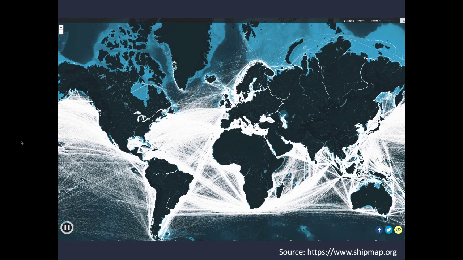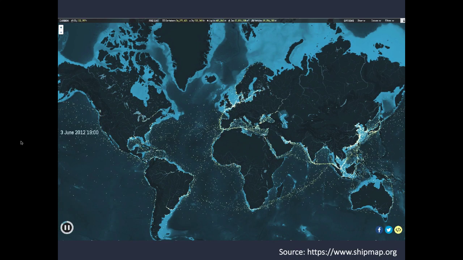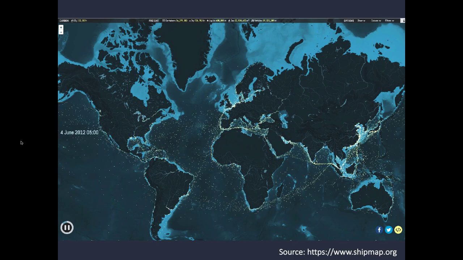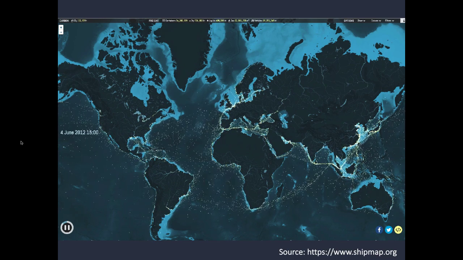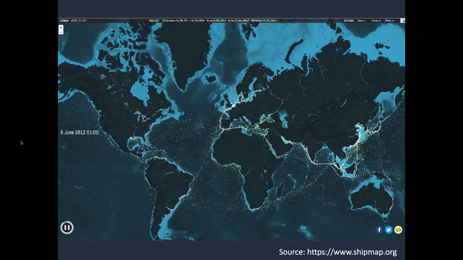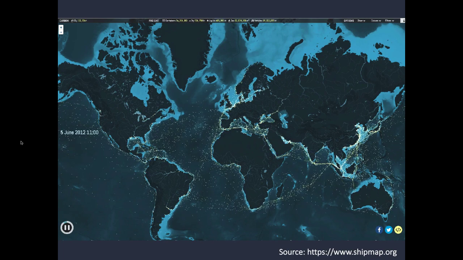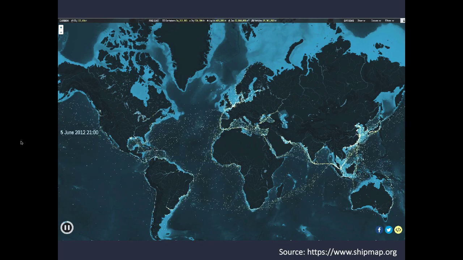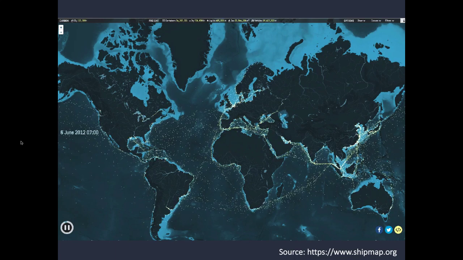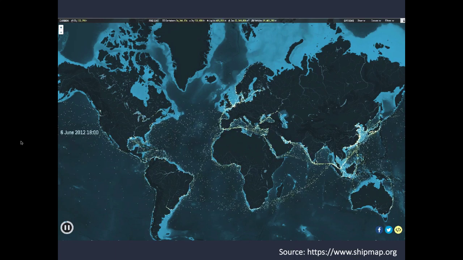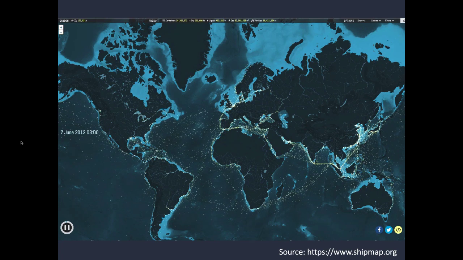Commercial ships produce more than 1 million tons of CO2 every day, more than the whole of the UK, or Canada, or Brazil. Click around the map to explore the data for yourself, or click the info sign for more information about how it was made. Pretty cool website, I recommend you check it out, shipmap.org, it's pretty cool what they show there.